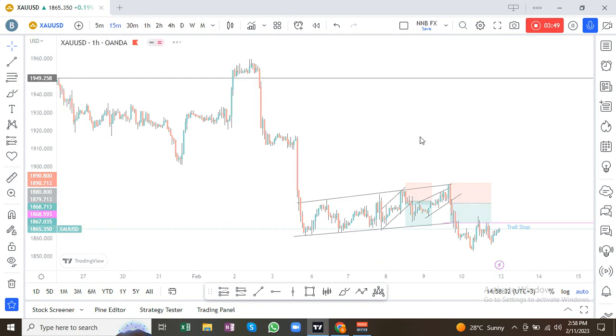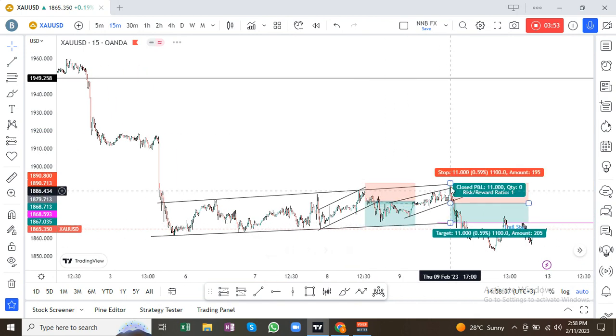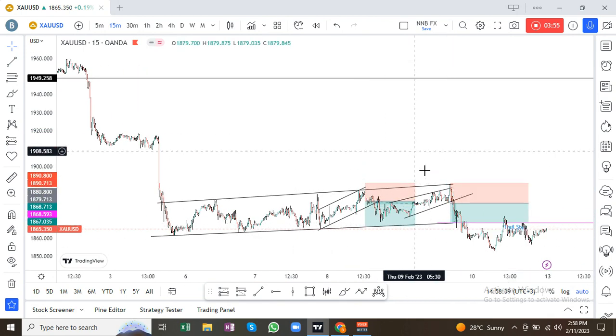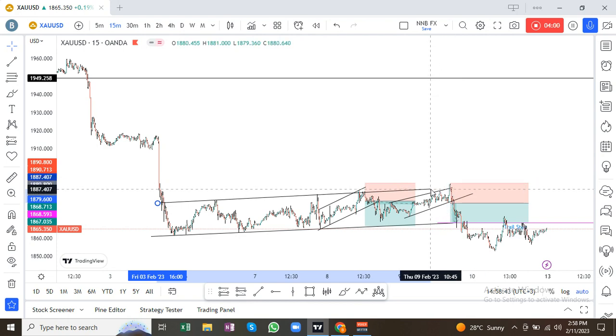If we go down to the 15 minutes, at first I had this trend line right here.